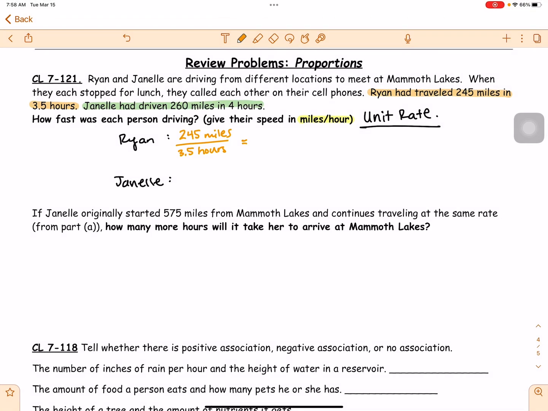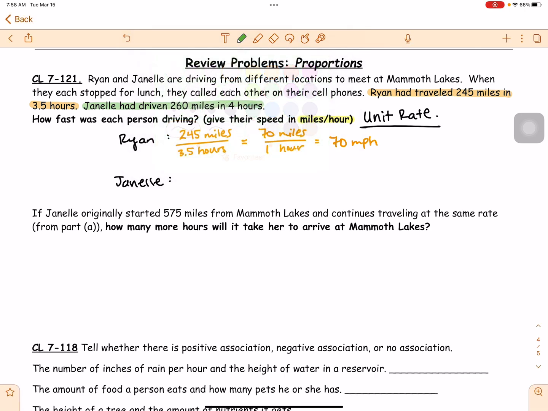So that does relate directly to how fast you're going in the car. So he went 70 miles in 1 hour. So that would be 70 miles per hour.